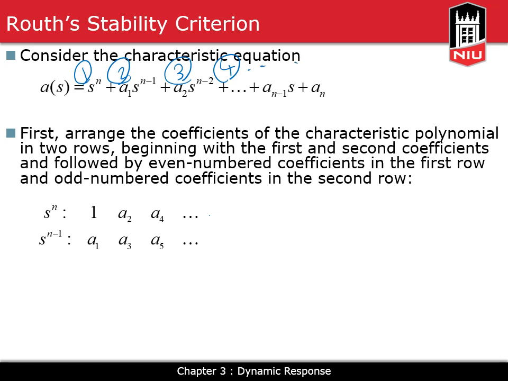So what we're going to do is put the first one in the first row, first column, the second one in the second row, but first column. Then we go back to the first row, put the third one there. We go to the second row again, put the fourth one here, and then go back to the first row, put the fifth one here, and we continue this until we put all the coefficients into the first two rows. So setting up the first two rows is very easy.